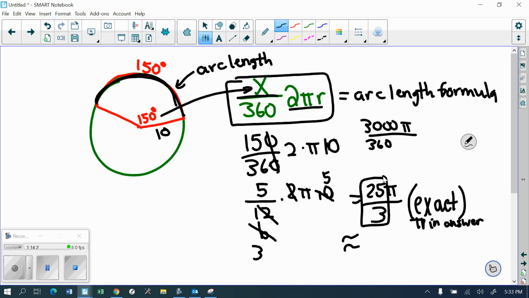So that's arc length. Well, we have the same idea. So arc length deals with the distance around the circle, part of the circumference. So I have the same exact idea with area.